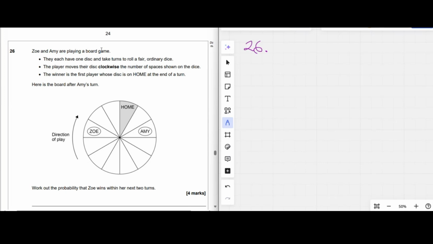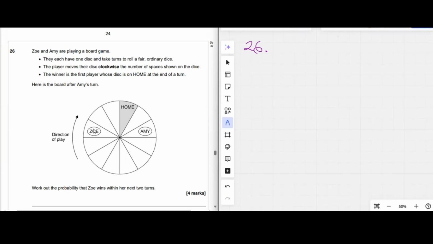Zoe and Amy are playing a board game. They each have one disc and take turns to roll a fair ordinary dice. A player moves the disc clockwise the number of spaces shown on the dice. The winner is the first player whose disc is on home at the end of the turn. Here's the board after Amy's turn. So Amy is here, Zoe is there, and they want to be there. Work out the probability that Zoe wins within the next 2 turns.